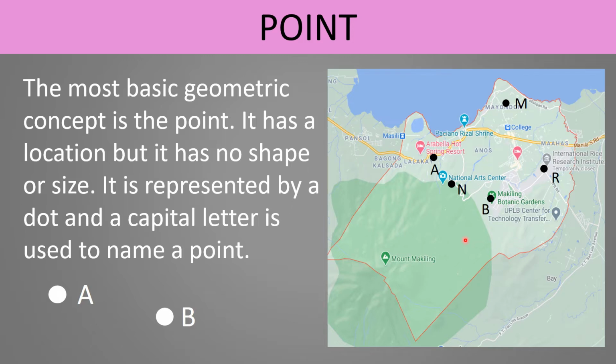Next, we have here the map. So let's say we have the map of Laguna. The location of Arabella Hot Spring Resort has a dot and a capital letter A, so we can name this point as point A. The location of the National Art Center we can name as point N. The location of the Makiling Botanic Gardens we can name as point B. Then we have Mayundon, one of the barangays in Los Baños, so we have point M. Then the International Rice Research Institute location we can name as point R. So that's how we name a point.